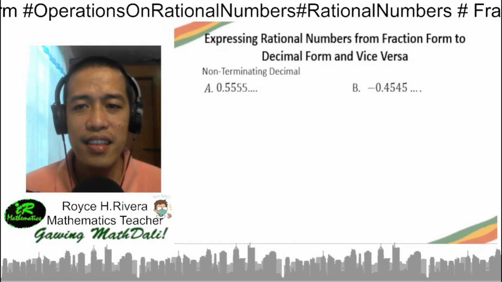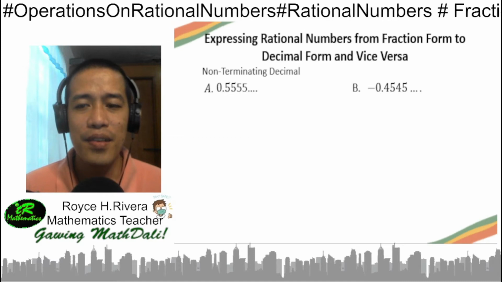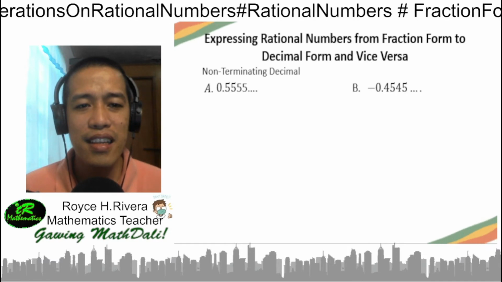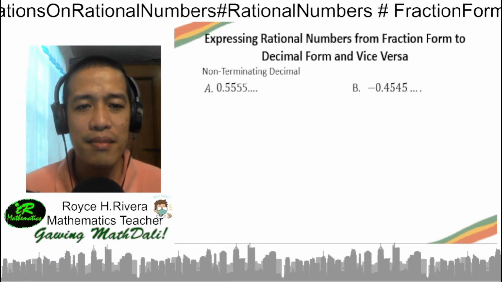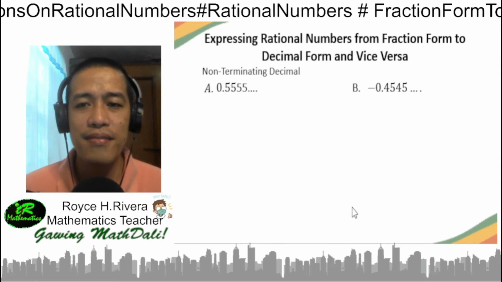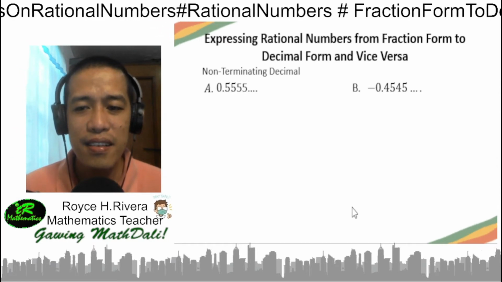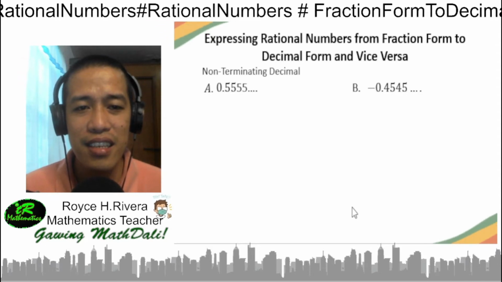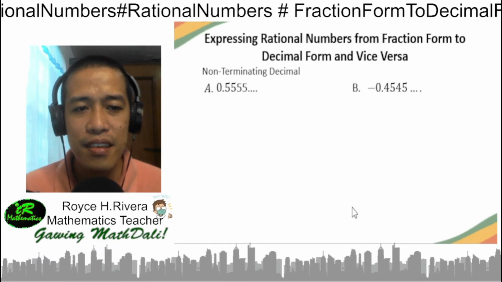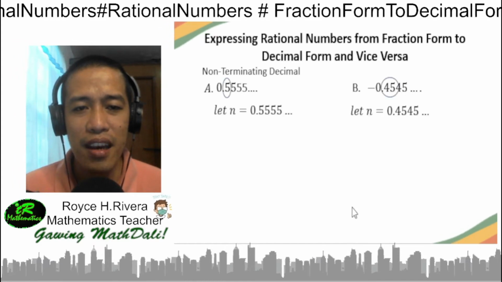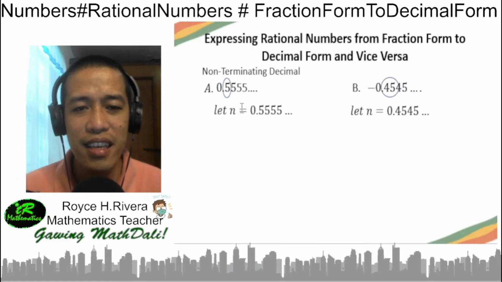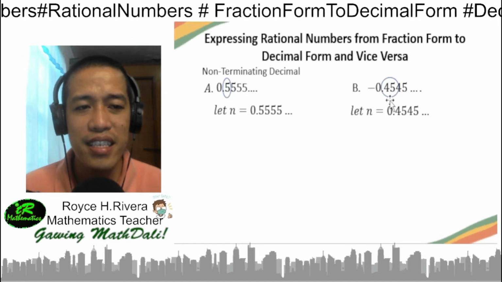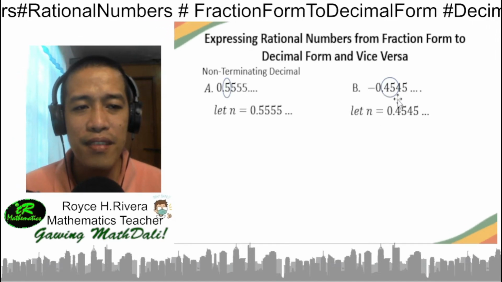Ngayon, diretso na tayo sa non-terminating decimal. We have the examples. Letter A, 0.5555, extending infinitely. And we have letter B, -0.4545, extending infinitely. For the solution, we first identify the digit or digits that are repeating. For letter A, we have one repeating digit, and that is 5. For letter B, we have two repeating digits, and those are 45.